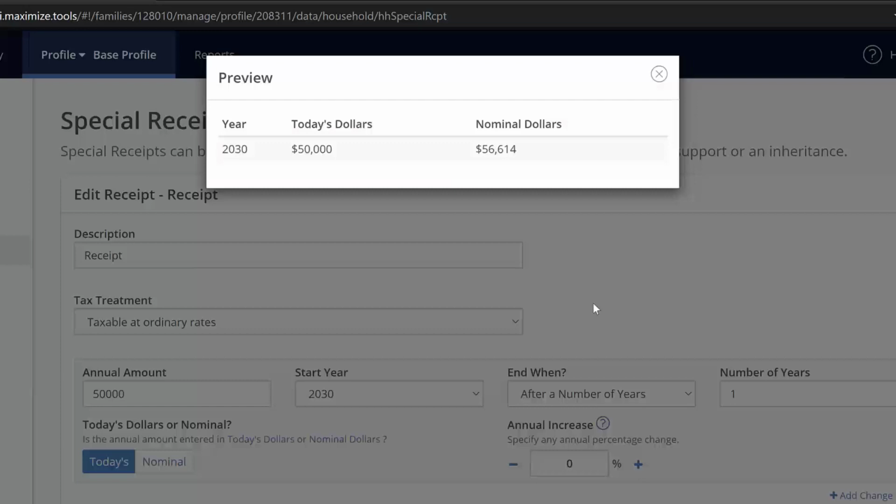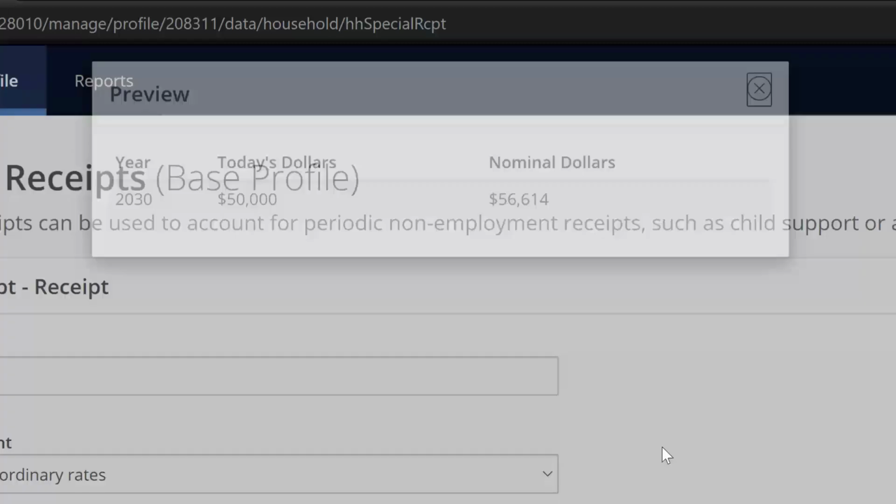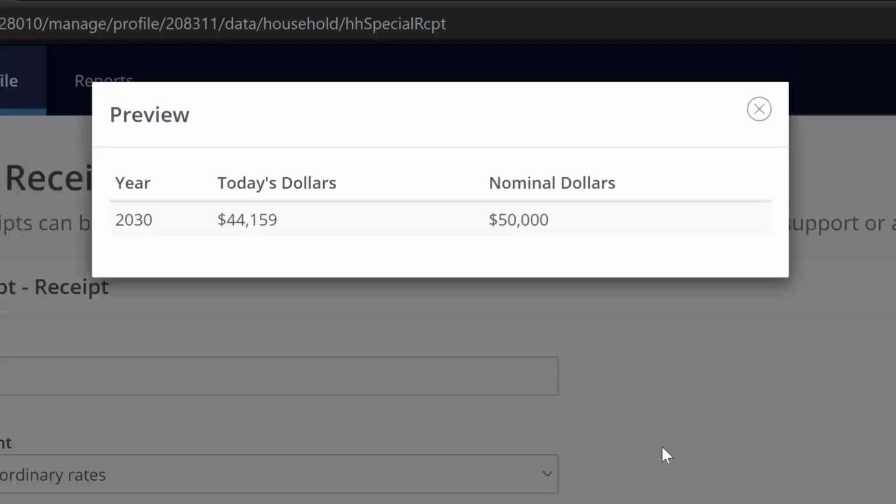If inflation is 1.25%, in order to receive $50,000 in today's dollars, the check she writes would have to be written for $56,614. On the other hand, if she says, no, I'm simply going to write a check in 10 years for $50,000, then you would enter it in nominal dollars, like this. But notice that when it appears in your report, it will always show up as today's dollars. In this case, 44,159. That is, 50K in 2030 will purchase what we call 44,159 in 2020 dollars.